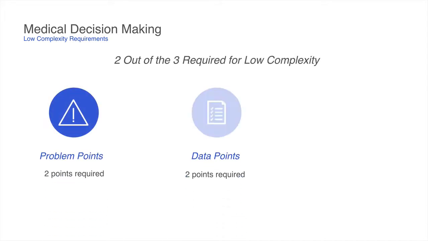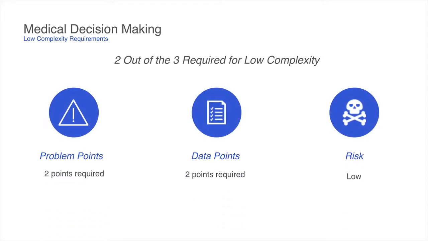So medical decision making of low complexity requires 2 out of the 3 of these elements. You've got problem points, data points, and the risk factor. So only 2. So of course you see that we need 2 points out of the problem, 2 points out of the data, which I'm going to show you here in a second, and then risk that's determined to be low, which I'll show you a table on that as well.